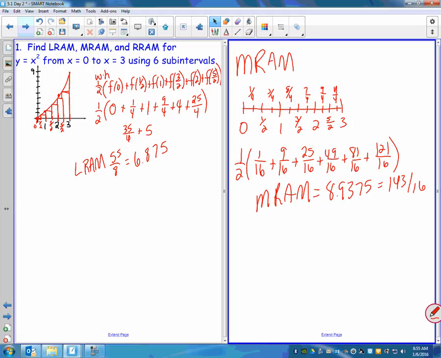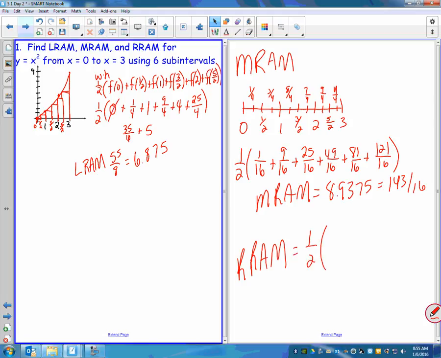I got 8.9375. And then RAM. If you think about it, you kind of computed almost the whole thing already, right? If you didn't want to rework it all, LRAM and RRAM share the same height everywhere but that last one, right? So they're going to add one with height of 1/2, height of 1, height of 3/2, 2, 5/2, and 3. So it's just going to skip 0. So if we think about it, you just drop the 0 in this case.